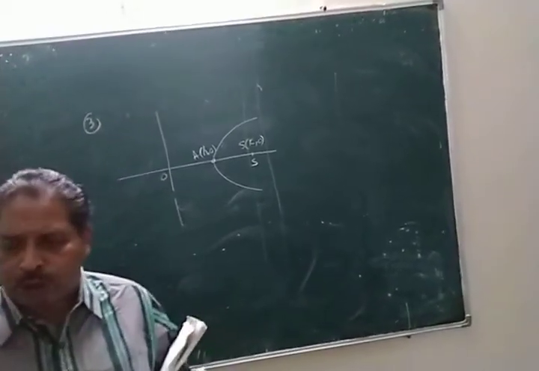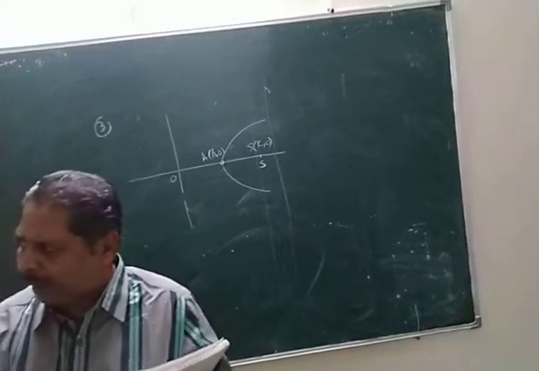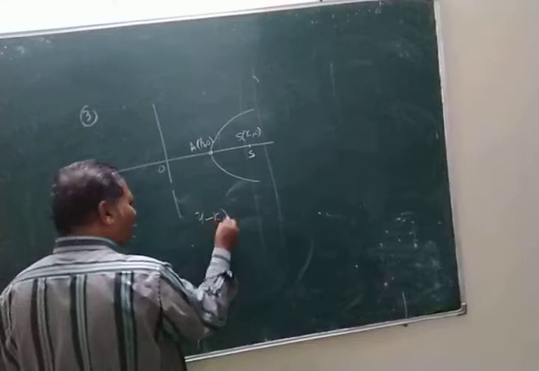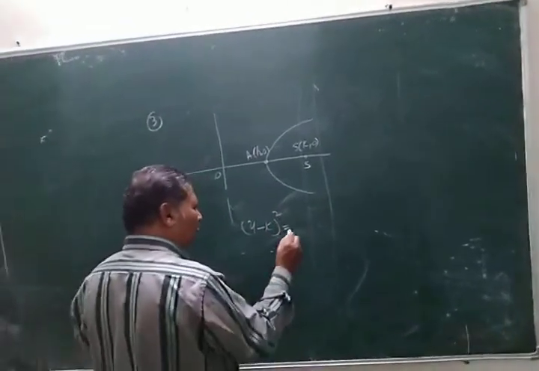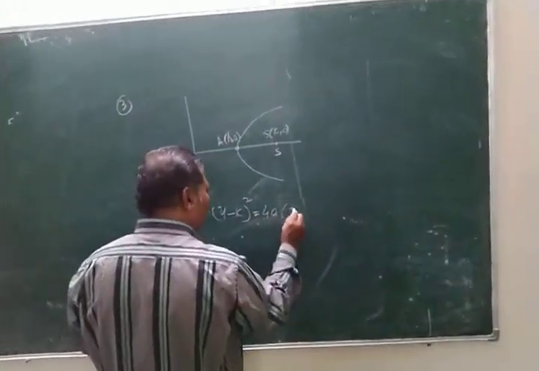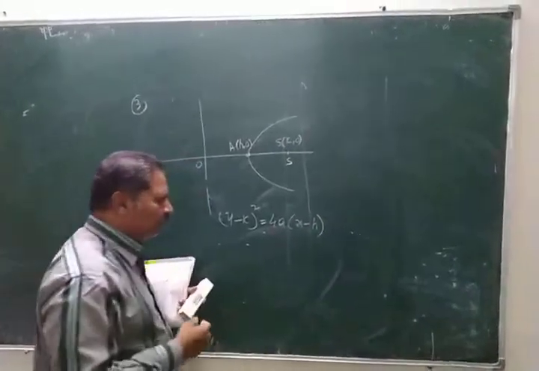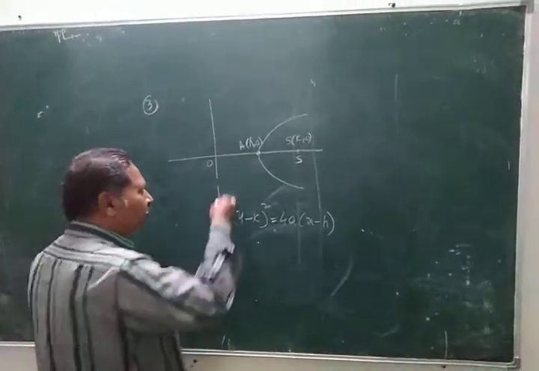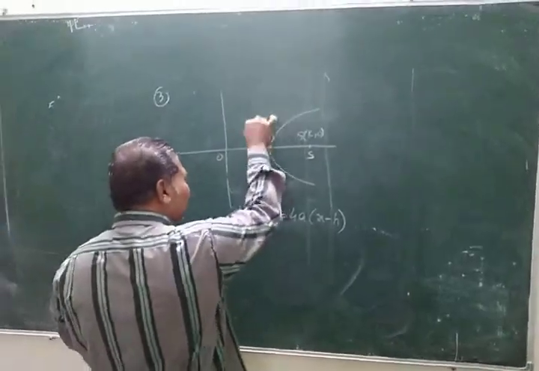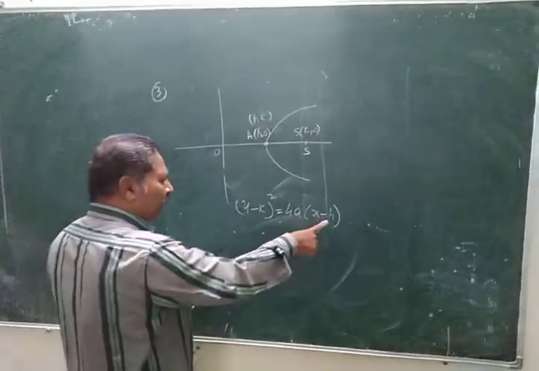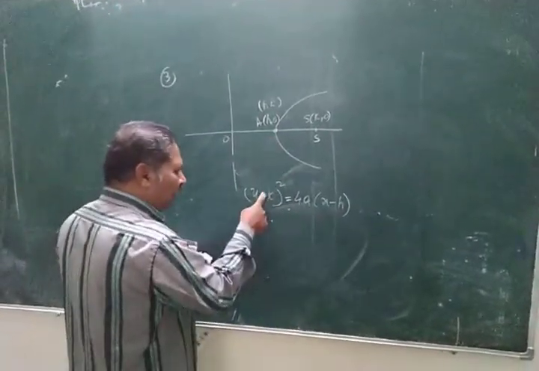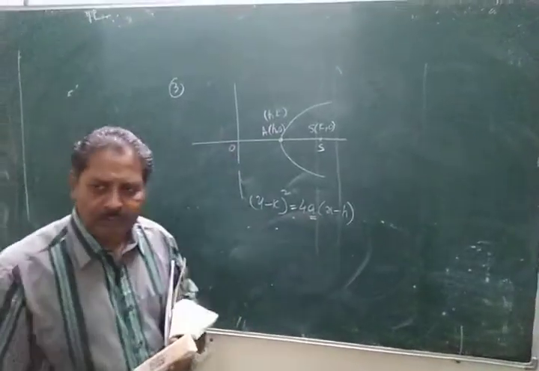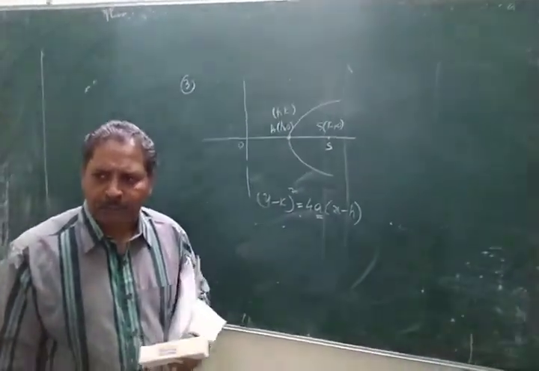The vertex is other than (0, 0), so we apply (y minus k) whole square equals 4a into (x minus h). See on the board: this is h, this is k. So the h value is h and the k value is 0. We want the value of a. Listen carefully.